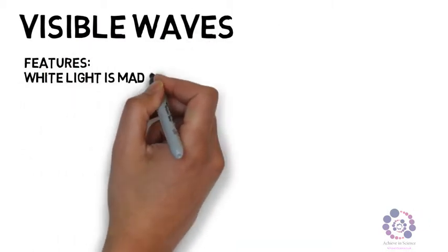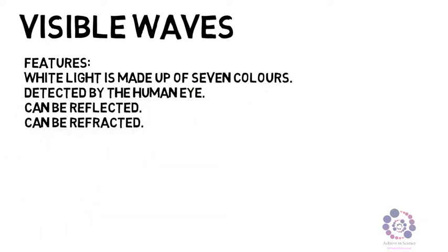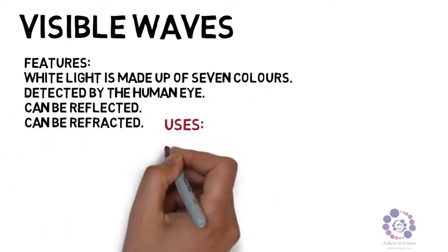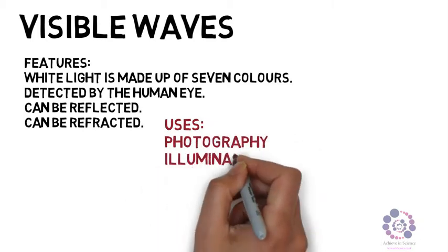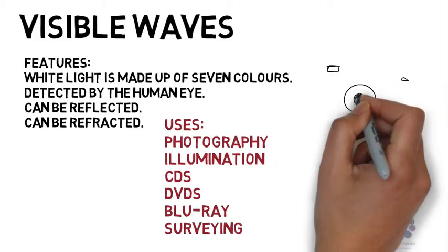Next we have visible light. White light is made up of 7 colours. It's detected by the human eye. It can be reflected and refracted. It is used in photography, illumination, CDs, DVDs, Blu-rays, and surveying.